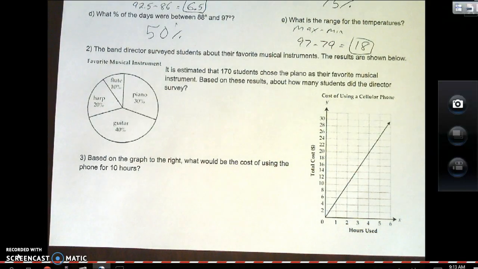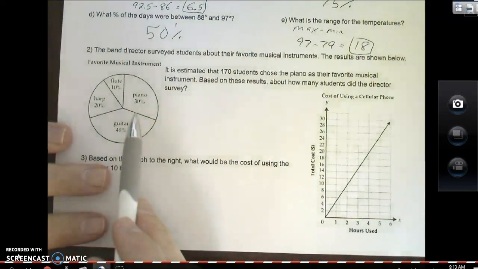Okay. The band director surveyed students about their favorite musical instruments. The results are shown below. It is estimated that 170 students chose the piano as their favorite musical instrument. Based on these results, about how many students did the director survey? Okay, so the piano is 30%.